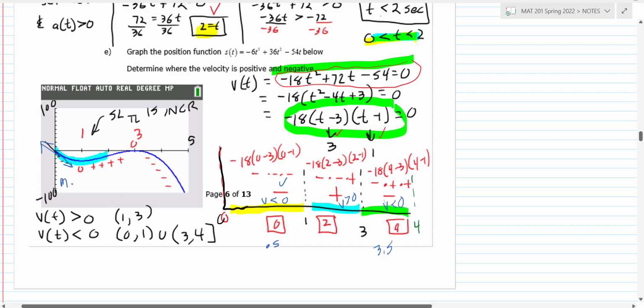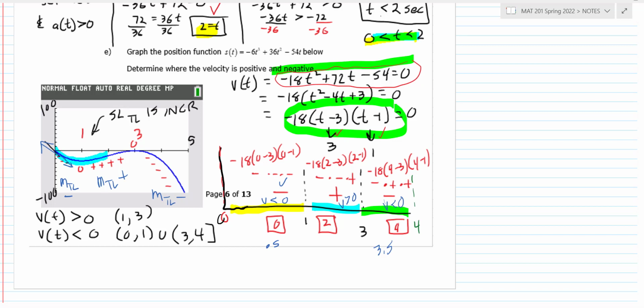So think of this like this. Slope of the tangent line is negative. Then from 1 to 3, slope of tangent line is positive. And then once you get past 3, the slope of the tangent line becomes negative again. All right, so basically, you can solve this with an inequality by using test points like that.